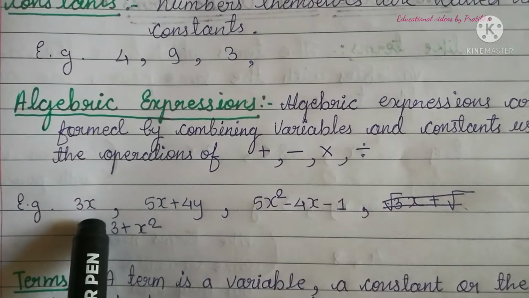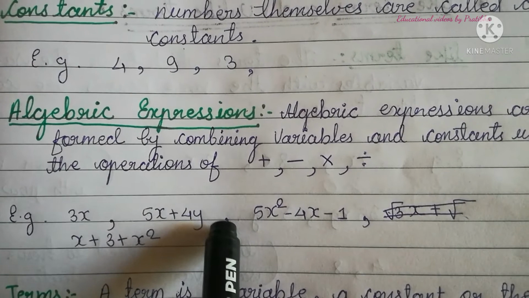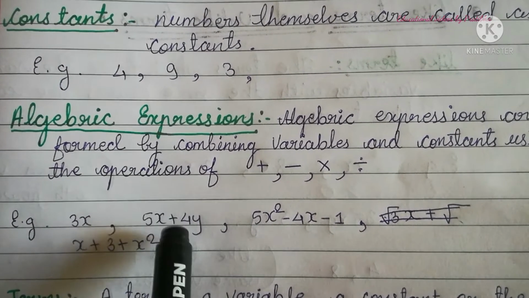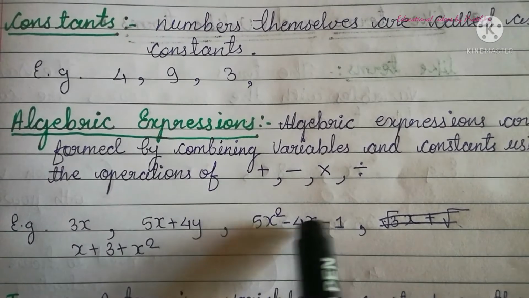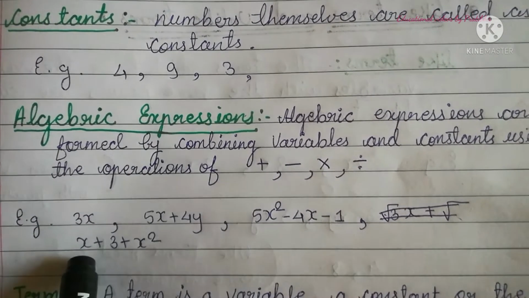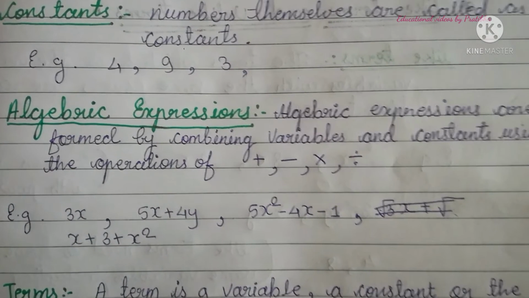The example is 3x. Here only one term is there. 5x plus 4y. Here in between a plus sign is there, plus operation is there. 5x square minus 4x minus 1. Here minus operation is used. And x plus 3 plus x square. Here plus operations are used.